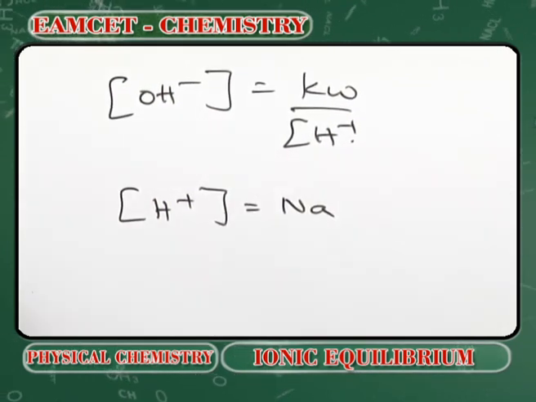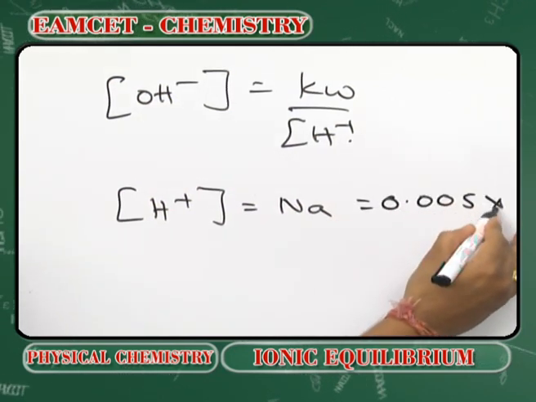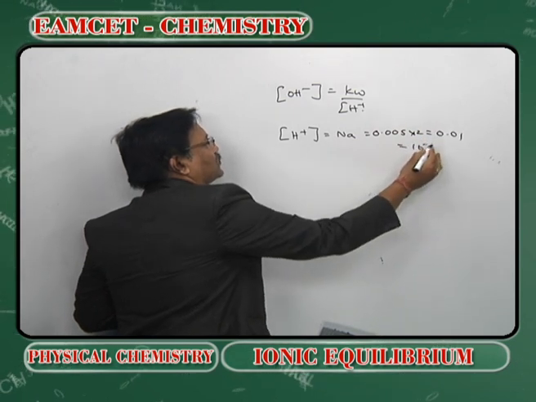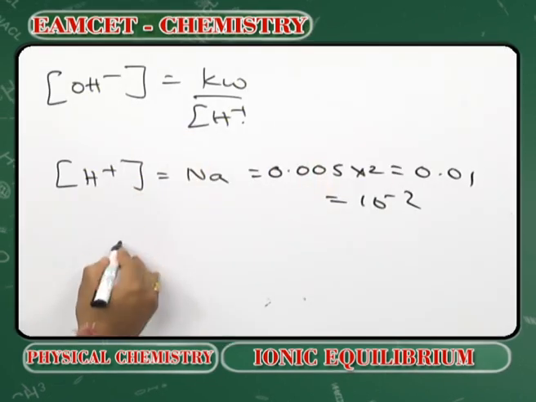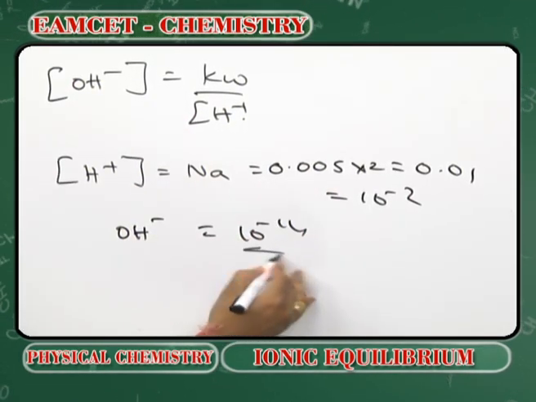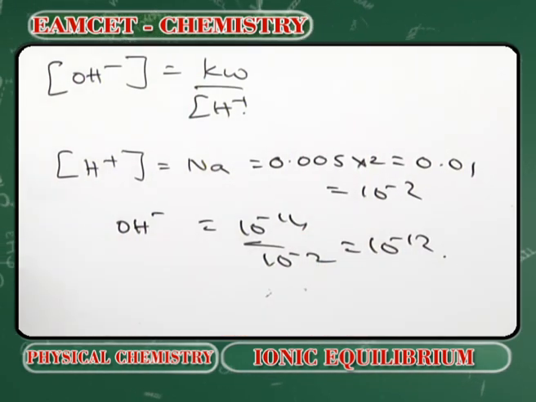What is the normality of H2SO4? 0.005 into 2, 0.01, that is 10 to the power minus 2. And what will be the OH minus ion concentration? 10 to the power minus 14 by 10 to the power minus 2, which is equal to 10 to the power minus 12. Next question.